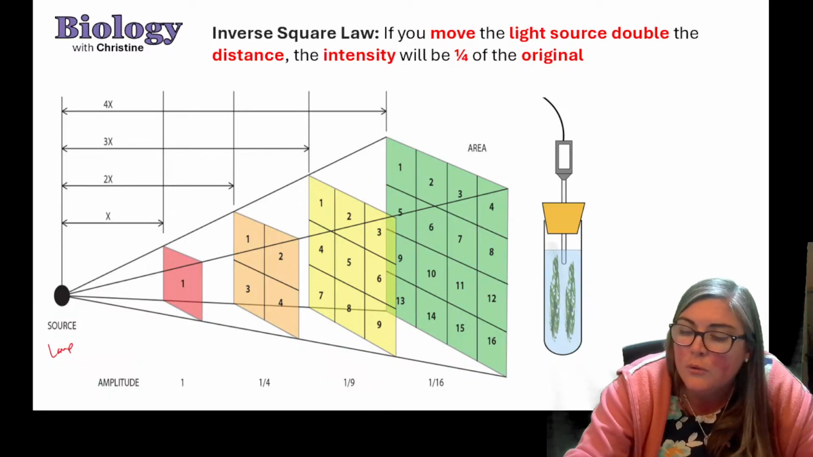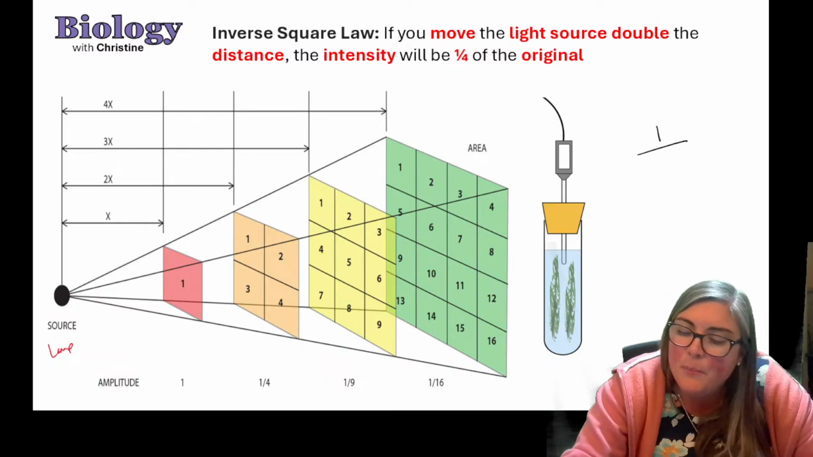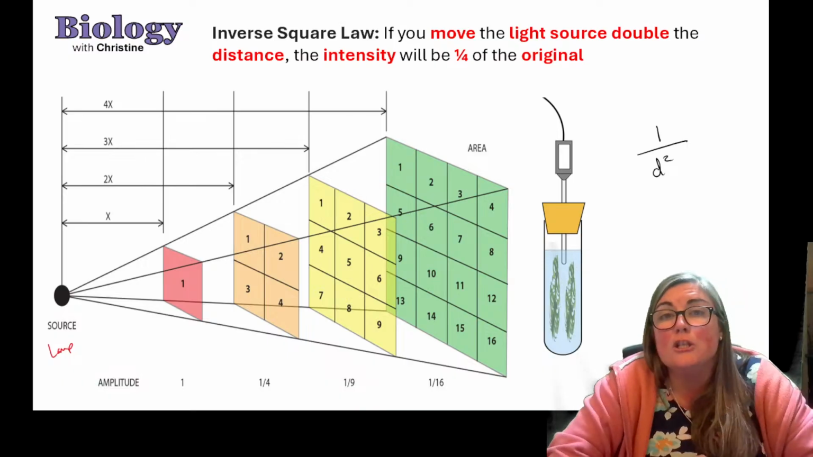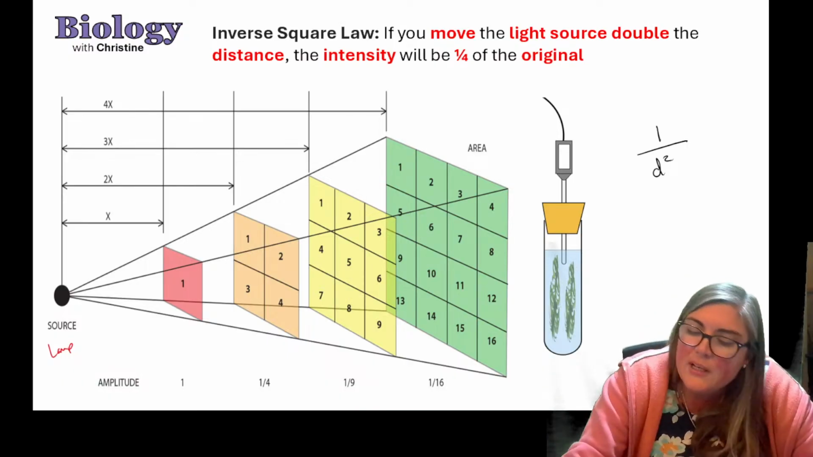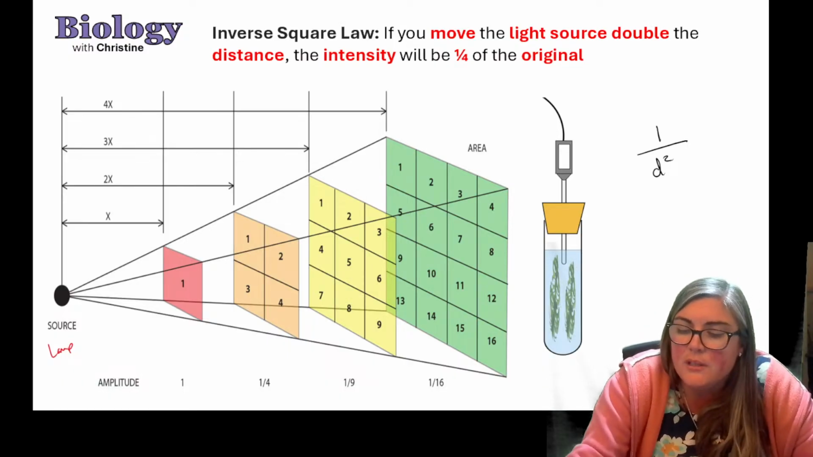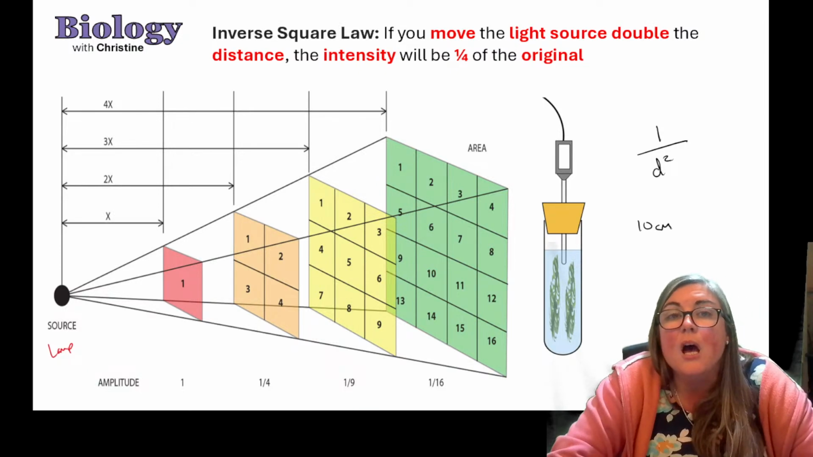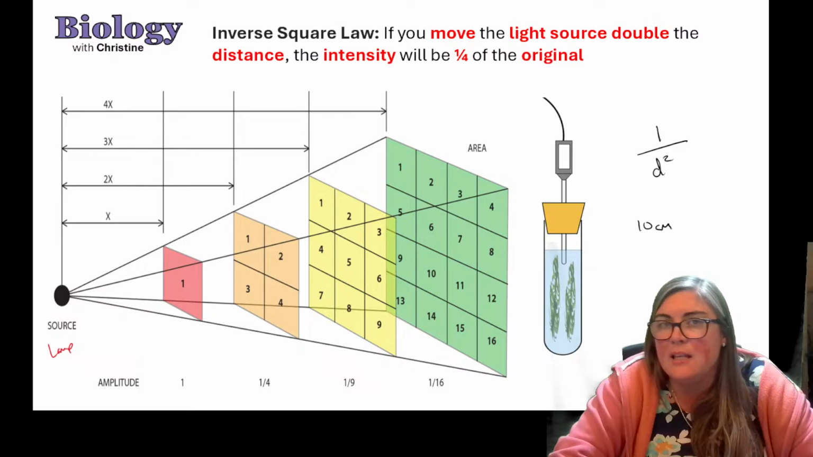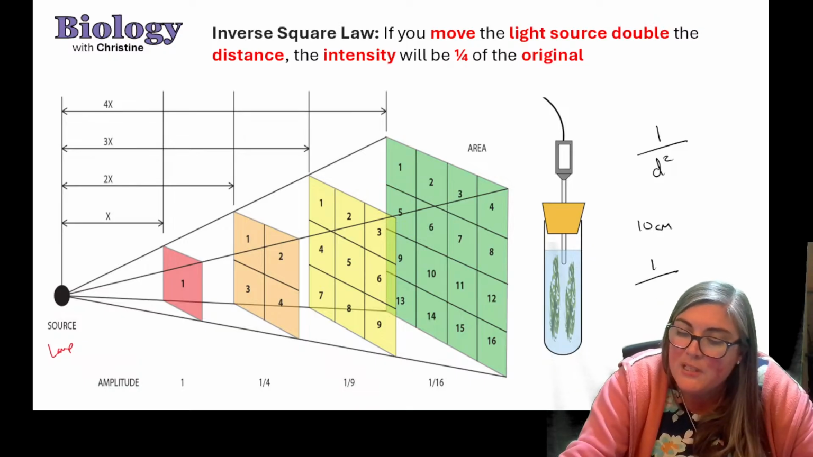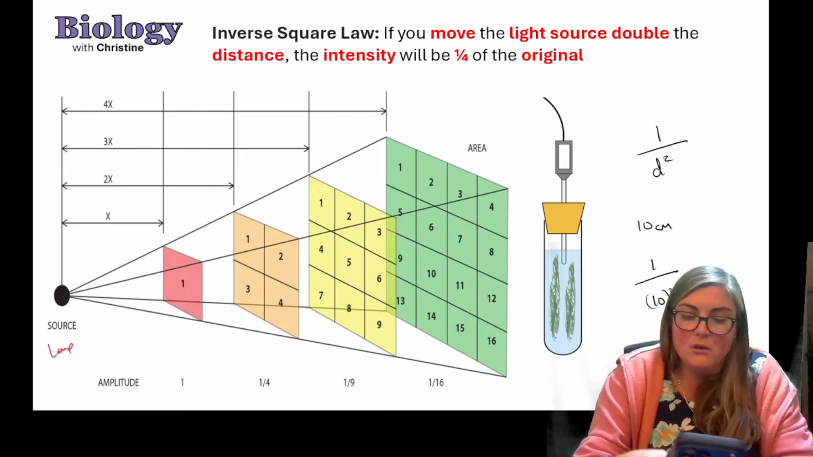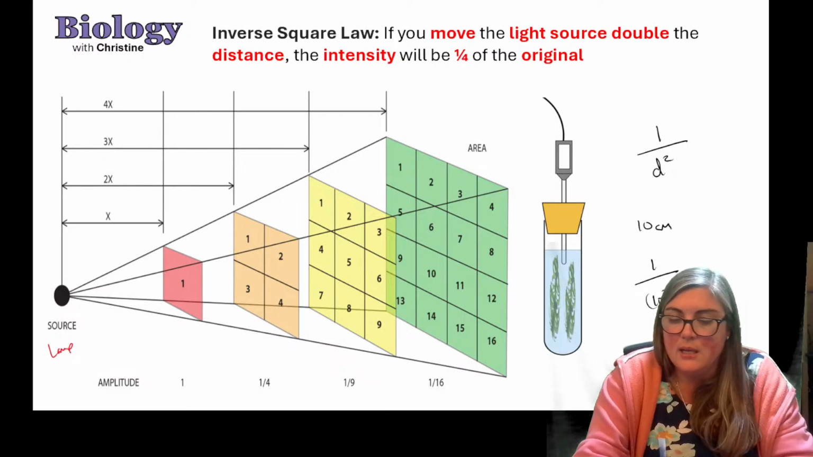And we do that through 1 divided by the distance squared. So if we know, for example, that we have got our plant and it is, let's say, 10 centimeters away from my light source, what is the light intensity? Well, I would take 1 and I would divide it by 10 squared. And if I just use my calculator for that, 1 divided by 10.